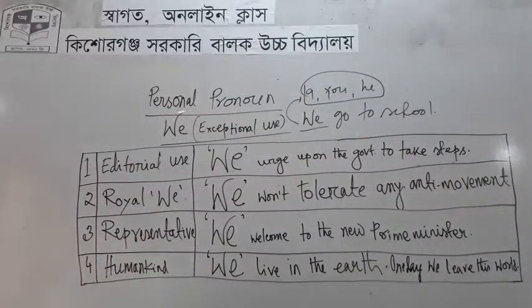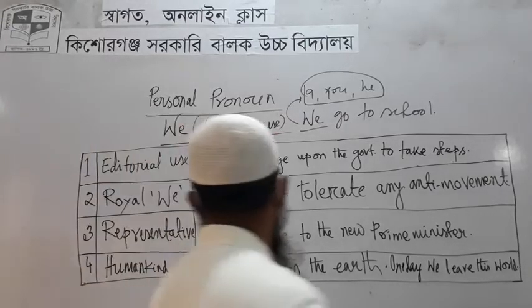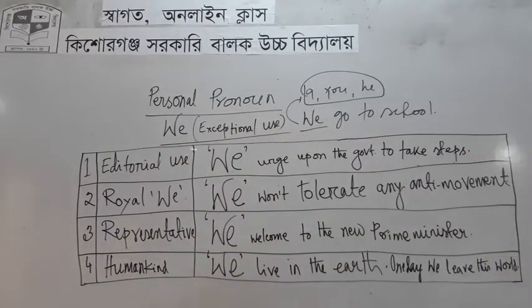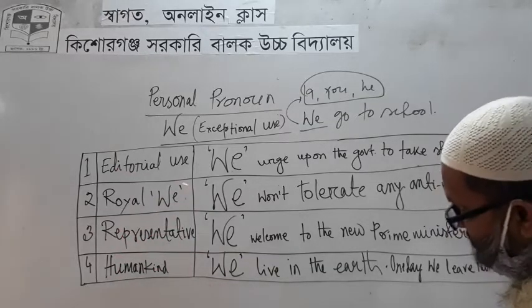So I have written down personal pronoun and we exceptional use. First one, see what I have written down. We have different types of uses: editorial use, royal use, that means chief of the country, representative use, and then humankind use. First one is editorial use.